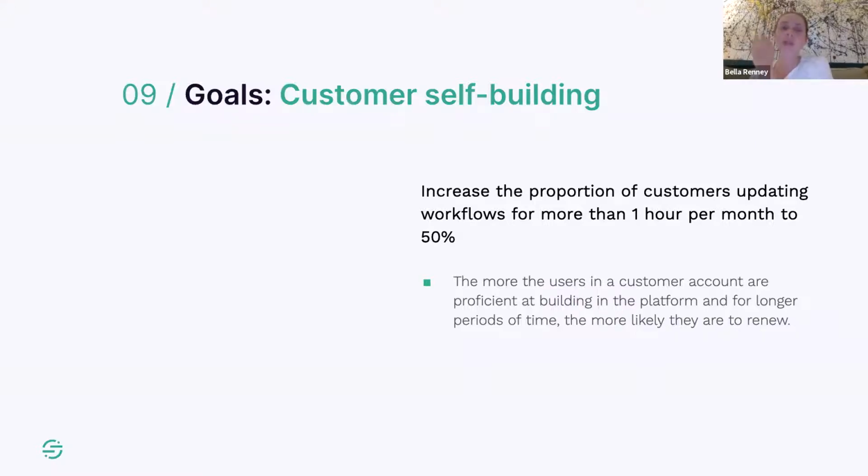Okay, so this was the first goal that we had. As I talked about before, impersonation and how much users are actually building for themselves, we worked out was a key component and determinant of how successful they would be going forward in the Tray platform, and how likely they were to renew their contract or not. So this was a goal that we landed on, which is to increase the proportion of users updating their workflows for more than 1 hour per month to 50%. And then we wanted in future to get that down to per week. And Jazz is going to talk us through what this actually looks like in Mixpanel.